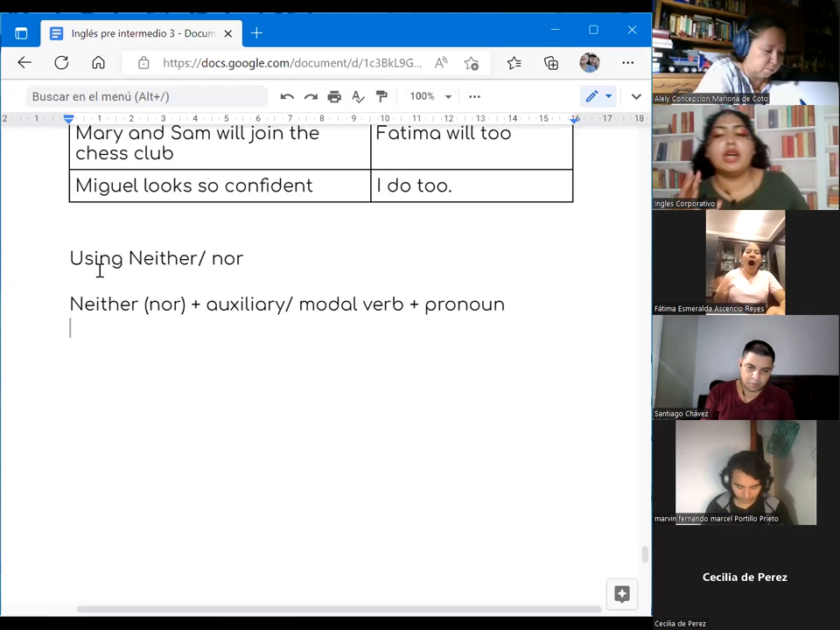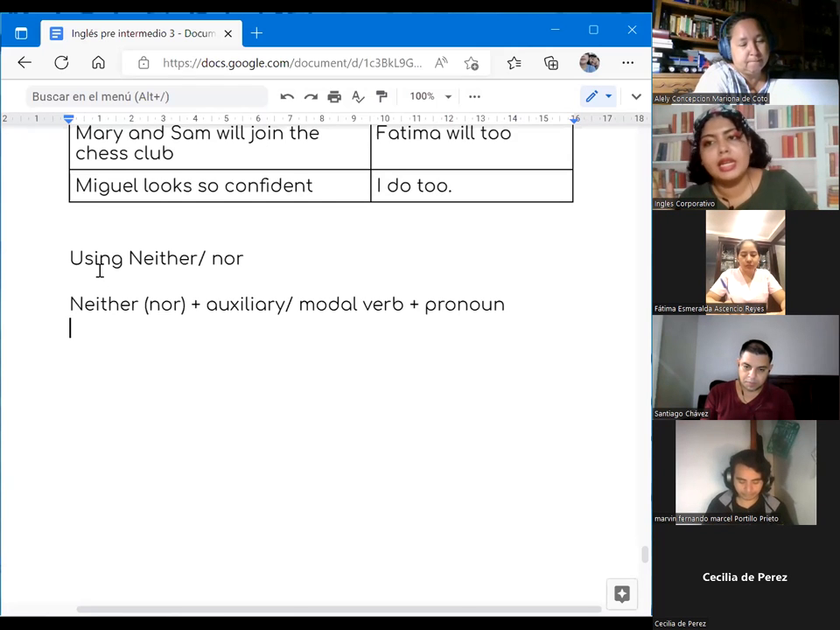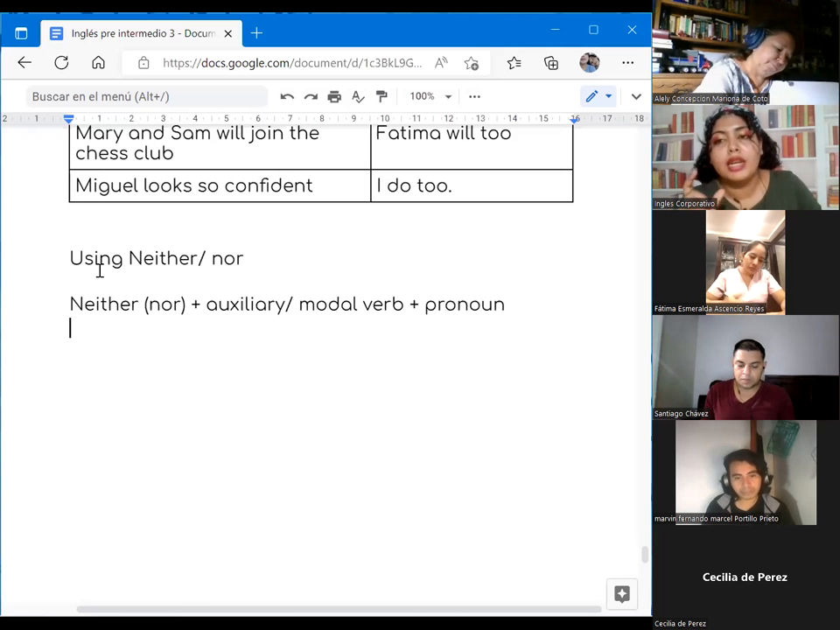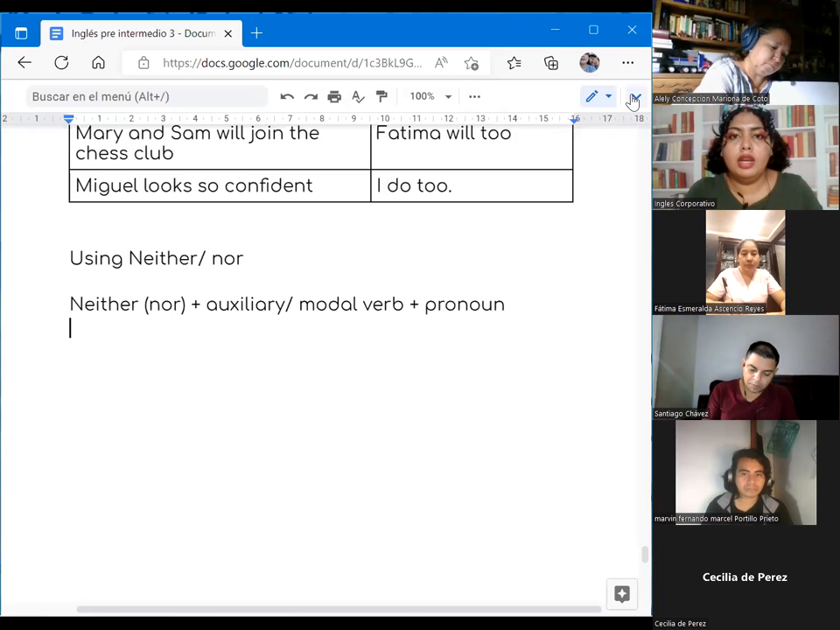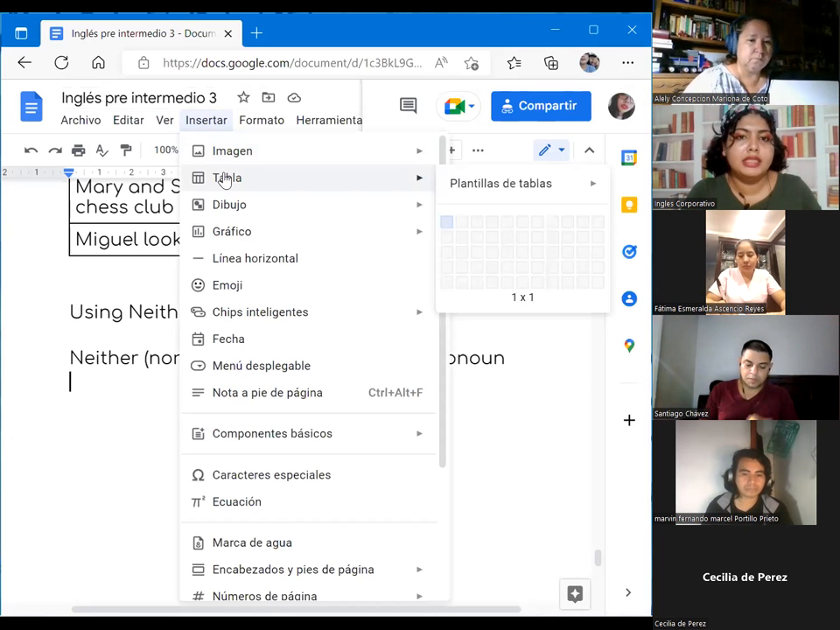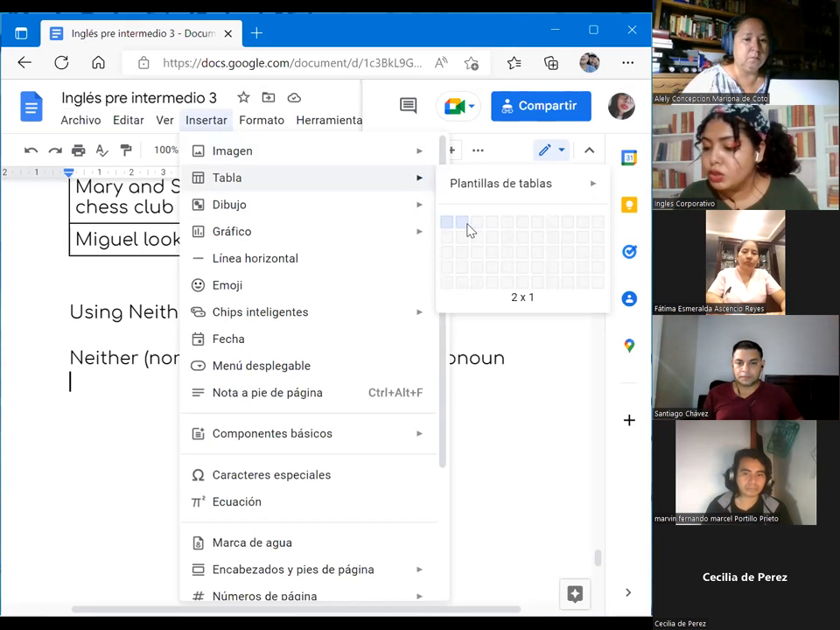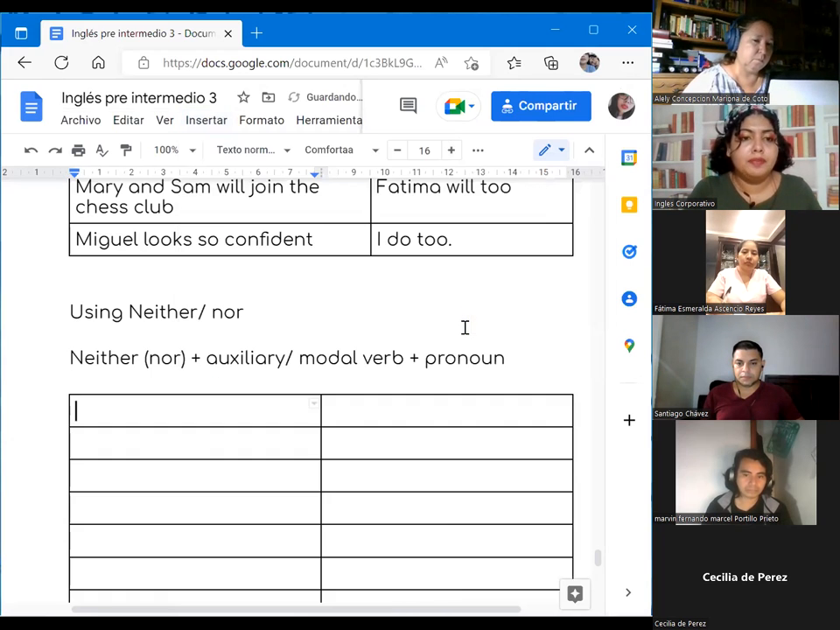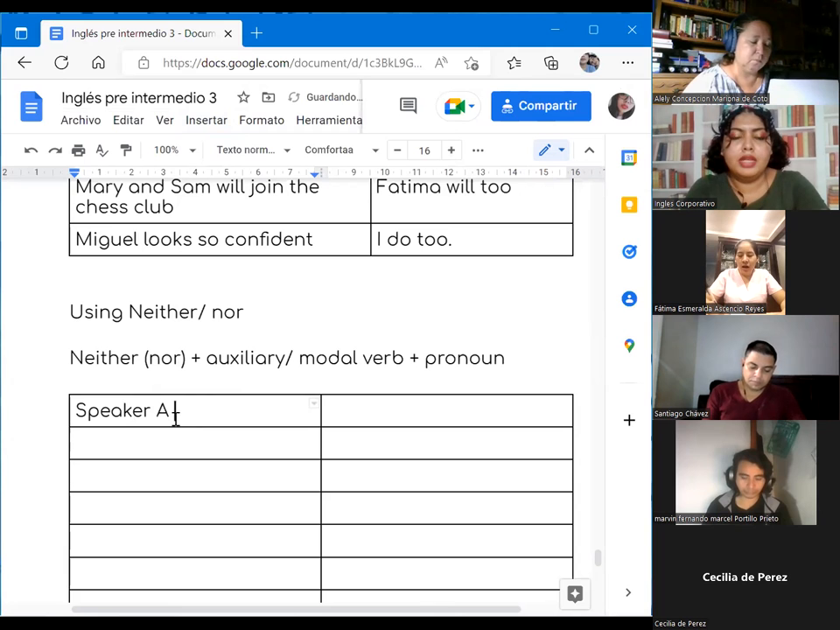Para nuestra respuesta vamos a utilizar neither o nor más el auxiliar o un modal verb y el pronombre. Siempre el pronombre va a ir al final. Vamos a utilizar neither al principio y el auxiliar o el modal en medio. And we are going to see the examples. And we are going to have a table again because it's easier to identify the sentence and the answers. We have 1, 2, 3, 4, 5, 6, 7 again. And I need 8 spaces. So again, speaker A and speaker B.